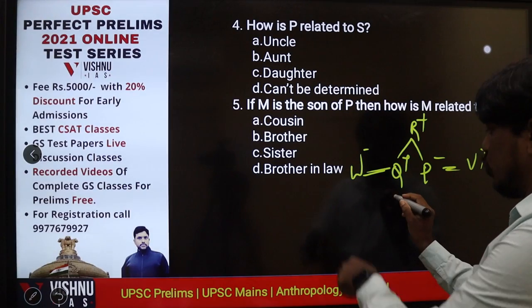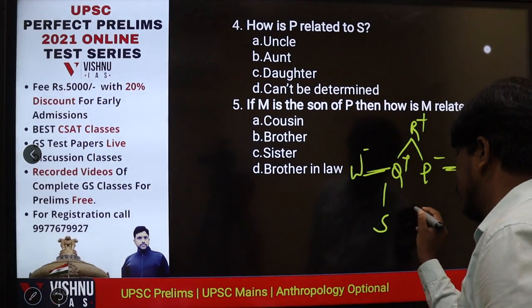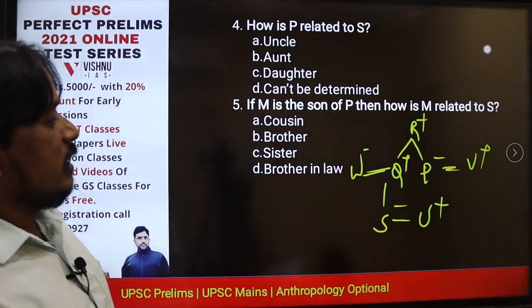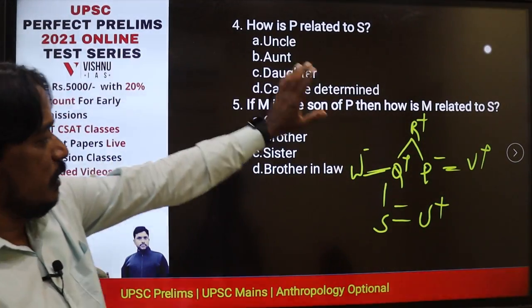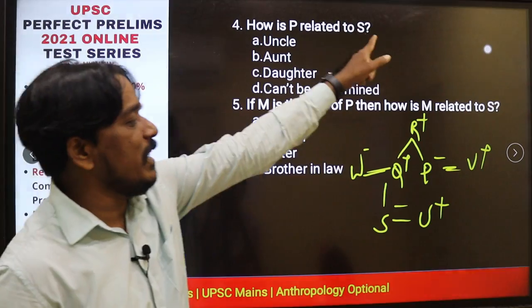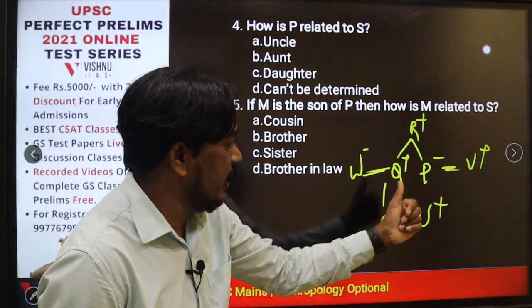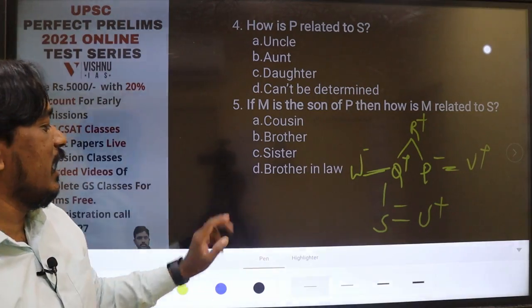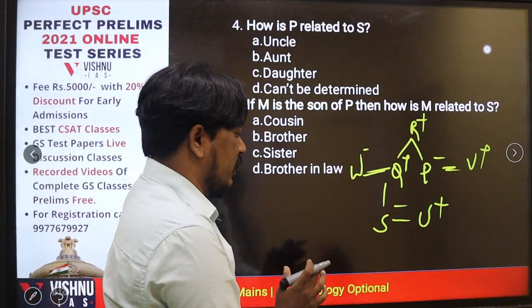And Q has two children. One is S, a daughter, and obviously U is a son. This is the total diagram. Now try to answer these two questions using this particular diagram. How is P related to S? Just observe, very simple. Once the diagram is completed, you can answer any question in a very simple and easy manner.